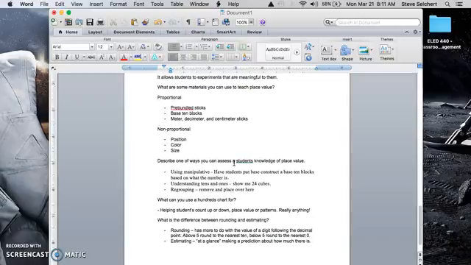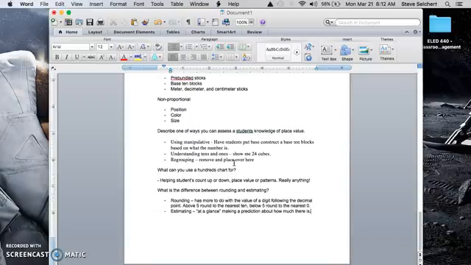So, some materials to use for place value. For proportional, it's pre-bundled sticks, so I think like popsicle sticks, base 10 blocks, meter, decimeter, and centimeter sticks. Non-proportional is a little bit harder because it's like position, color, and size. Proportional is going to be easier for students to see and touch, whereas with non-proportional they really just have to look at it and explain what the place value is of that.